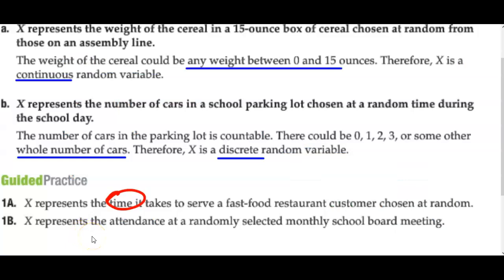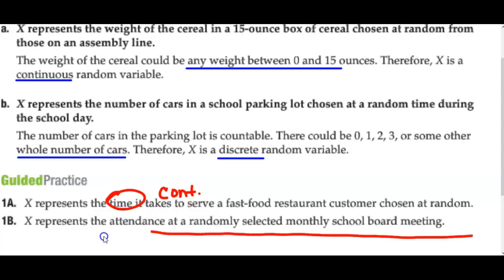All right, I'm just going to keep going. The time would be a continuous random variable because the number you give for time could be in a decimal or broken down into minutes and seconds or whatever. Attendance at a meeting is going to be discrete because it's a whole number of people.